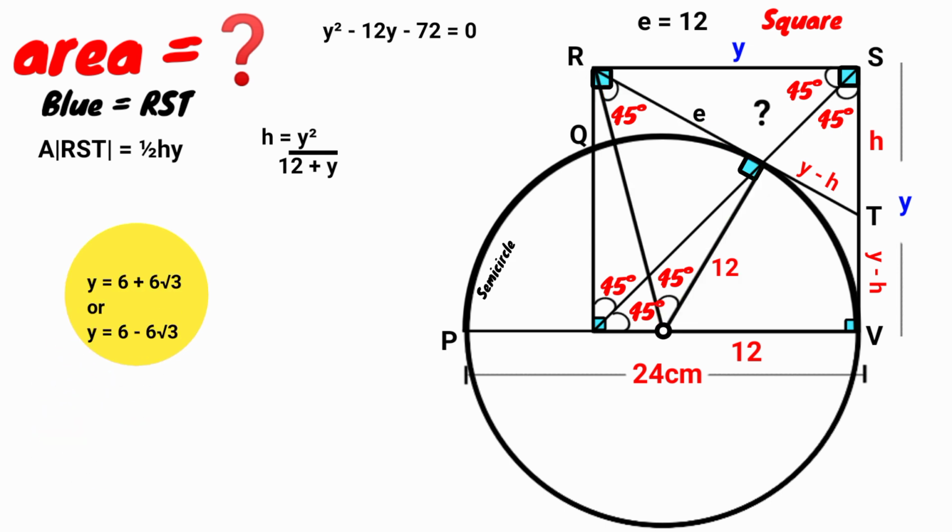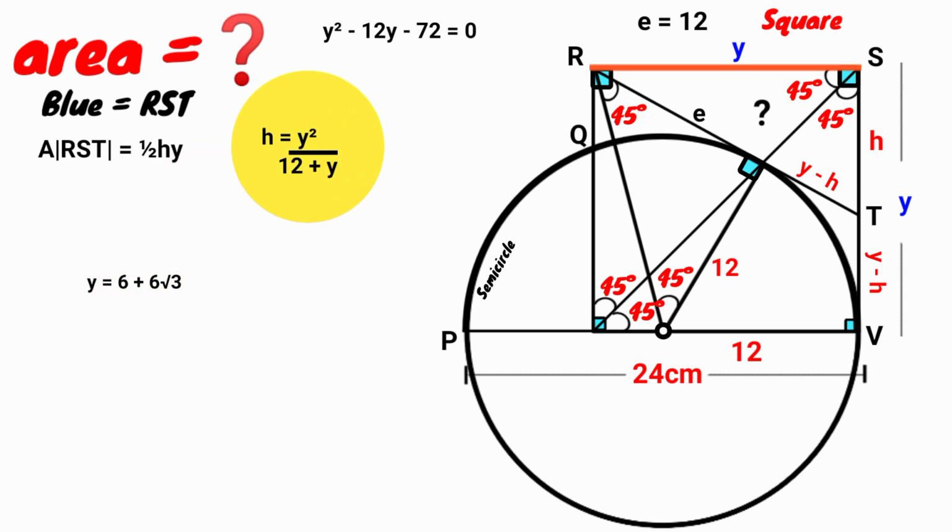Therefore, either y equal to 6 plus 6 root 3 or y equal to 6 minus 6 root 3. Root 3 is greater than 1. If you simplify 6 minus 6 root 3, you'll get a negative number. Y is the length of this side. It can't be a negative number. We discard it. Therefore, y equal to 6 plus 6 root 3.